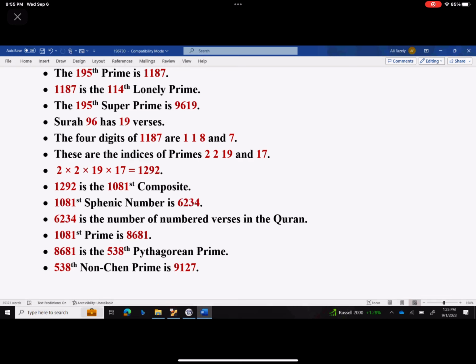The 1081st prime is 8681, but 8681 is the 538th Pythagorean prime, and the 538th Non-Chen prime is 9127. So you see, on the way to this 9127, we pass by two other things. We pass by chapter 96 having 19 verses. We also generated the number of numbered verses in the Quran, which is 6234, and it finally got us to 9127 again.